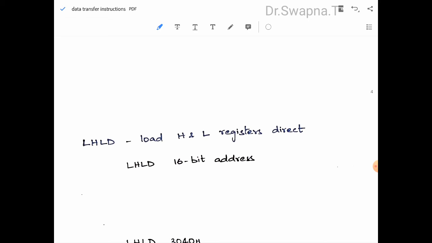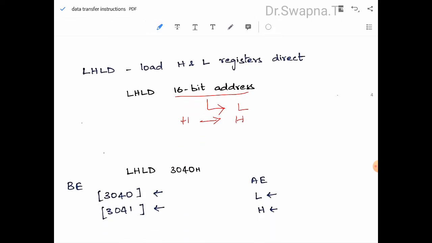So let me write down. Whatever the 16-bit address which is given in the instruction, the content of this address will get copied into the L register. And the content of the 16-bit address plus 1 gets copied into the H register. So let's understand this.